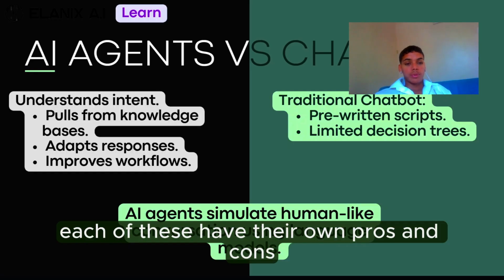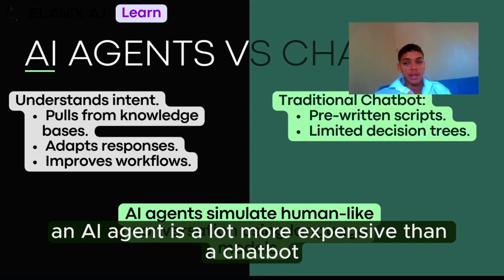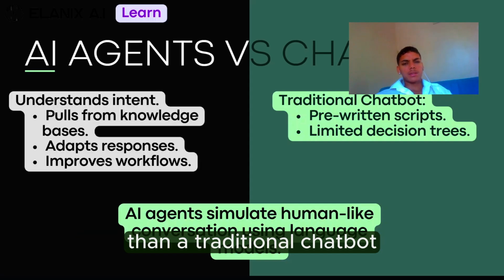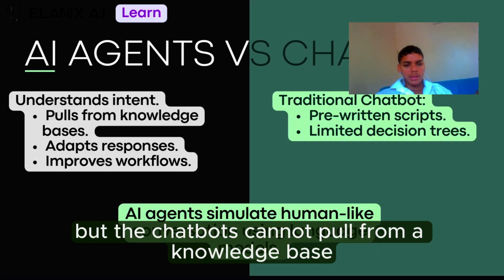Each of these have their own pros and cons. For example, an AI agent is a lot more expensive than a chatbot, and it takes a little longer to set up than a traditional chatbot. But the chatbots cannot pull from a knowledge base, right?